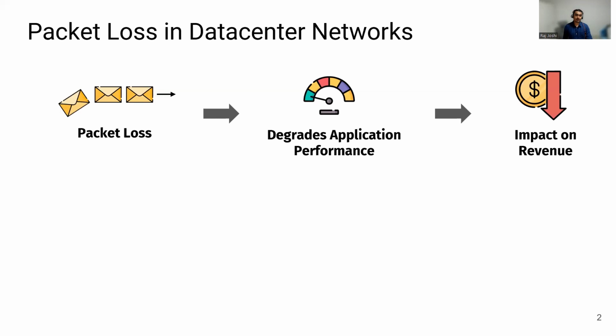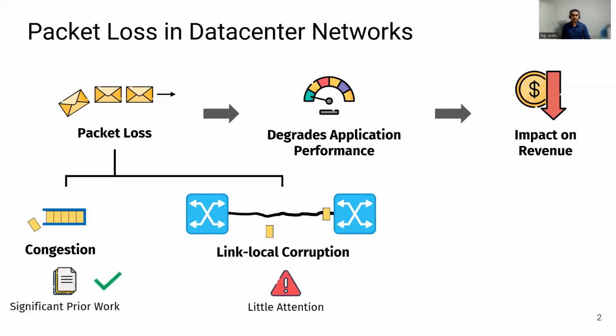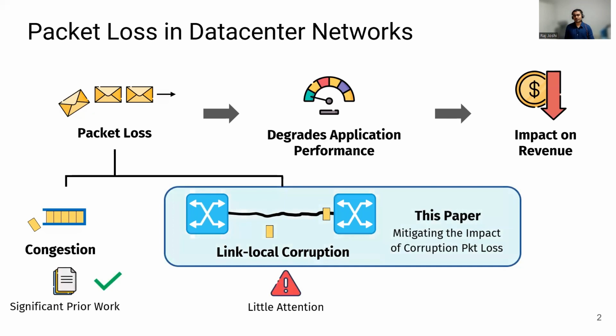It is well known that packet loss degrades application performance and that has a direct impact on revenue. Now, packet loss is mainly caused by congestion as well as link local corruption. There has been significant prior work to mitigate the packet loss that is caused due to congestion, but not so much due to link local corruption. Therefore, in this paper, we'll be focusing on mitigating the impact of corruption packet loss.